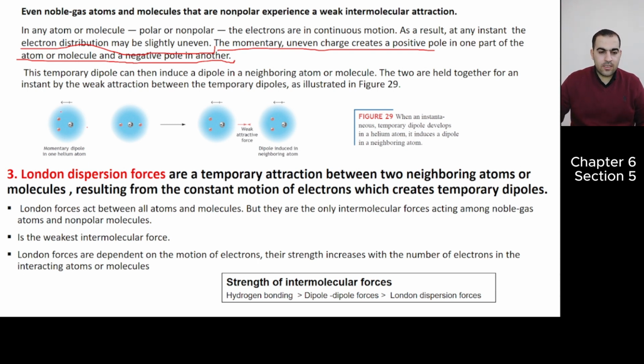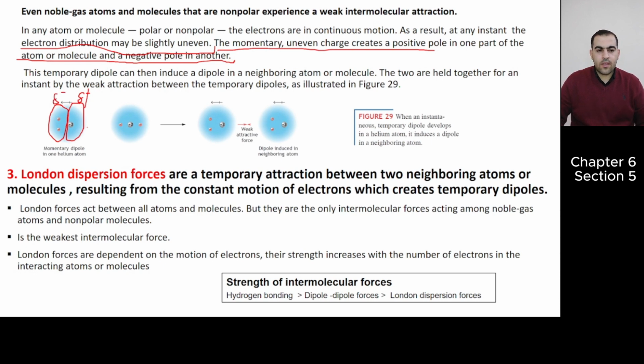So look guys, on this side, for a moment, maybe the two electrons of helium become the same side because of this motion of electrons. So this side of the helium atom we're going to talk about is going to be more negative, isn't it? This side is going to be more positive, so we call it partially positive. This is partially negative, isn't it?